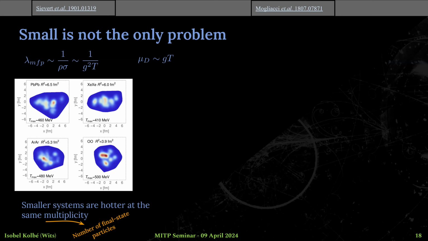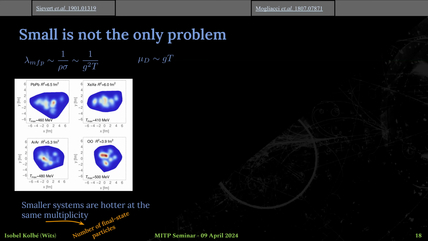But smaller systems with the same number of particles are hotter because the number of particles is proportional to the energy, right? The energy that you put in this volume. But if you put the same amount of energy into a smaller volume, you have a higher energy density. It needs to have a higher temperature. So smaller systems are hotter than large systems at the same multiplicity. So you see, when you did a simulation for lead, then argon, and oxygen, this is 208 nucleons, 16, but they all have the same number of produced particles, you see that you get these hotspots.